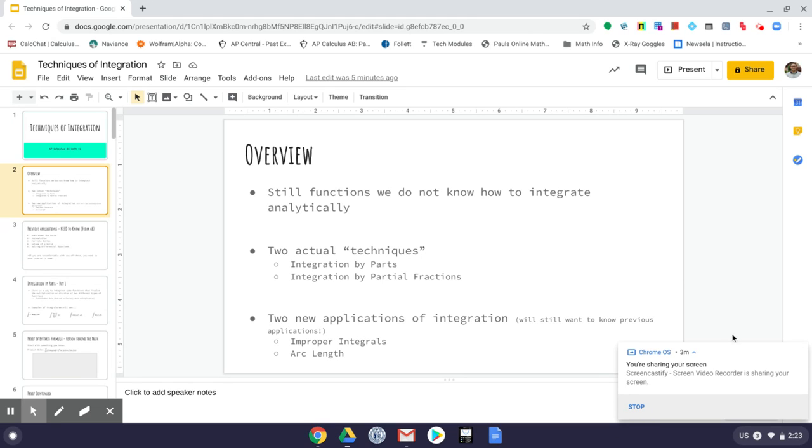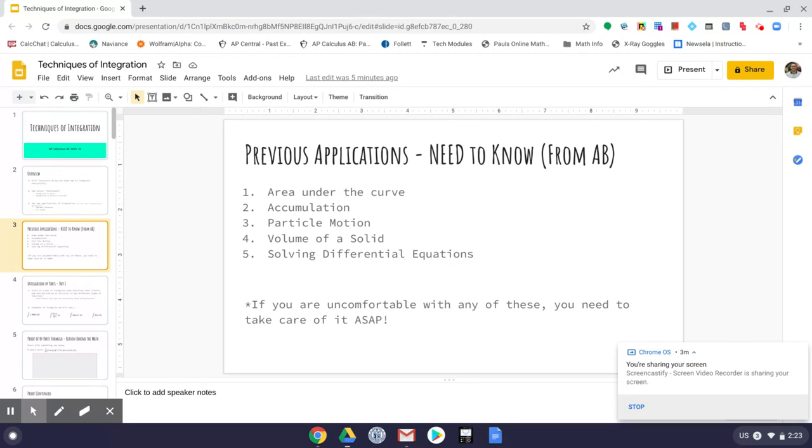I did want to make a quick note, though, and I can't be more clear about this. We still want to know the previous applications from last year. So let's take a look. Here are the previous applications from AB that deal with integrals: area underneath the curve, accumulation problems, and particle motion problems that you had to use an integral for. Volume of solids is a huge application for integrals. And then finally, solving differential equations. If you are uncomfortable with any of these, please, please, please come and see me. Come and find me, and make sure you get that taken care of, okay?